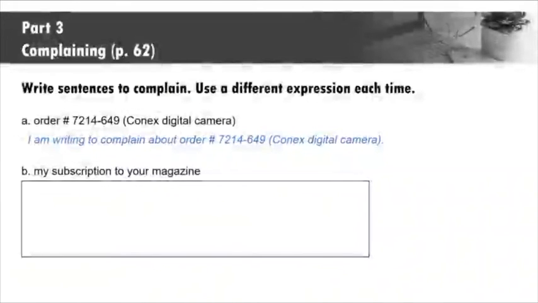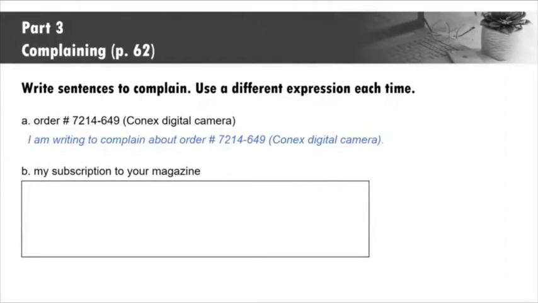First, let's look at the example. A. Order number 7214649, Connex digital camera. You can say, I am writing to complain about order number 7214-649, Connex digital camera. We have learned 4 expressions, so you can use any of them.